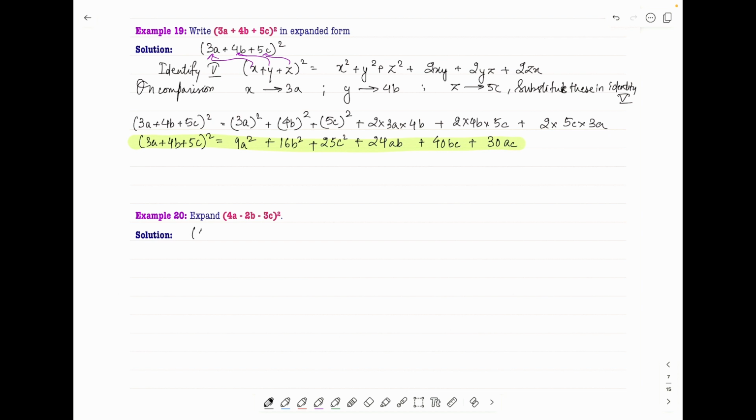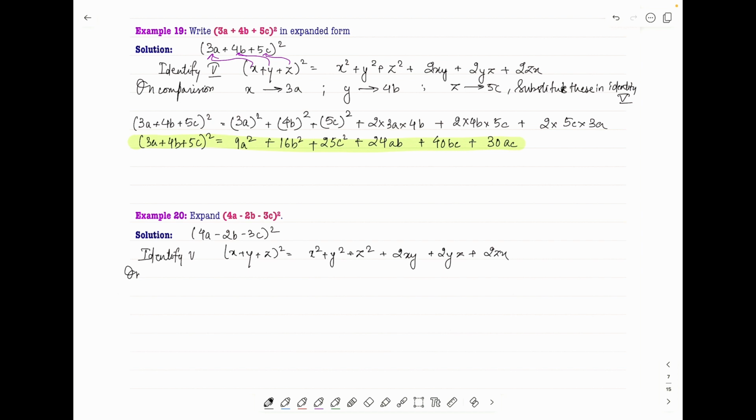Now it is said (4a - 2b - 3c) whole square. We have to expand this. Again, write identity 5. From the fifth identity, what do we know? We know (x + y + z) whole square equals x square plus y square plus z square plus 2xy plus 2yz plus 2zx. Okay, this is our identity.